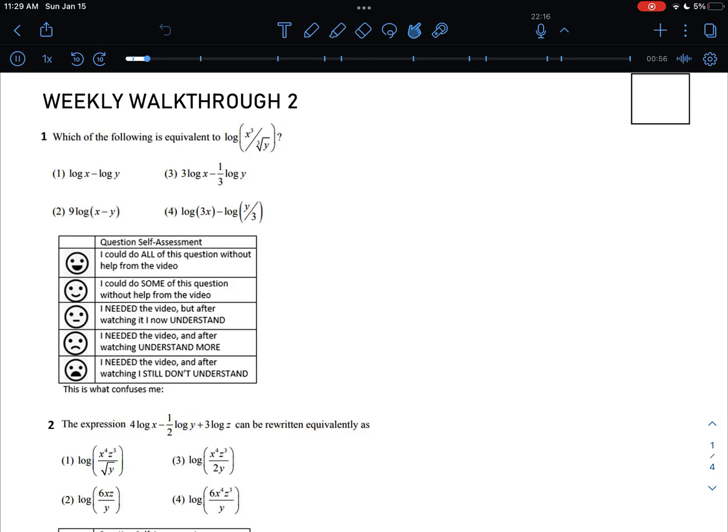So let's try that. So the first thing I'm going to do is I'm just going to rewrite this so I can see what's happening. And I have log of x cubed over the cube root of y. And because they're in a quotient and we have the one base that we're working with, I can use the quotient property and I can rewrite them as log of x cubed minus log of the cube root of y.